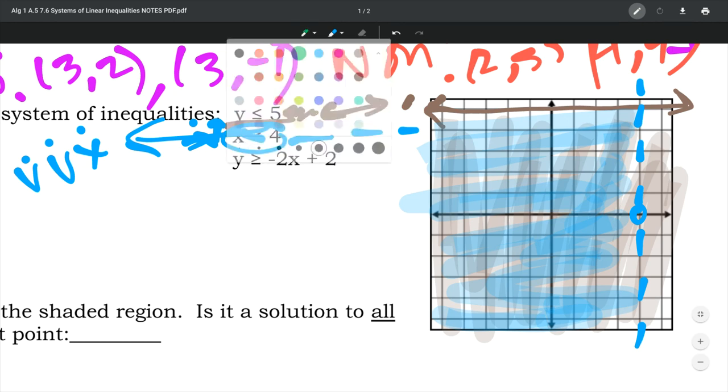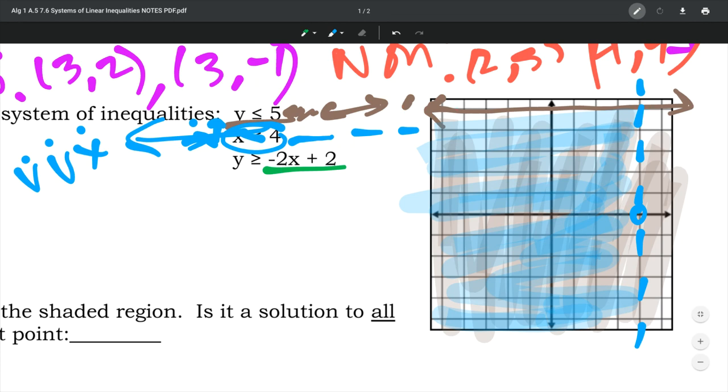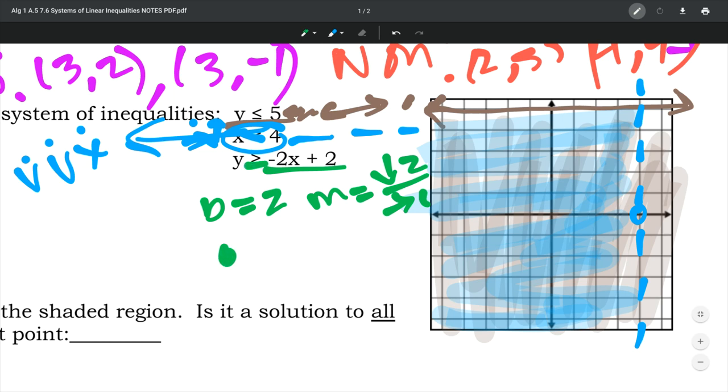And this one is a diagonal because it's a linear function right here. So you've got your y-intercept of 2 and your slope of negative 2, meaning you're going to go down 2 and to the right 1. You're going to be using closed circles since it's an equal to right there. And it's going to be a solid line, and it's above since it is a greater than.